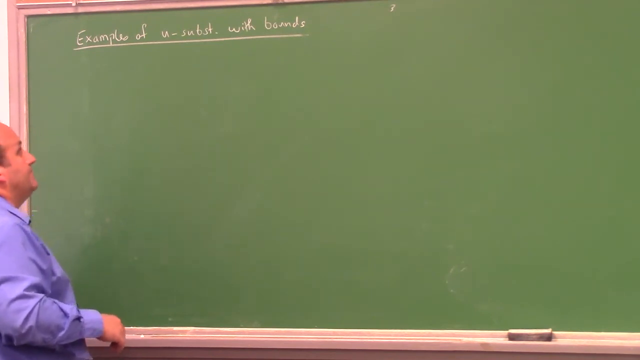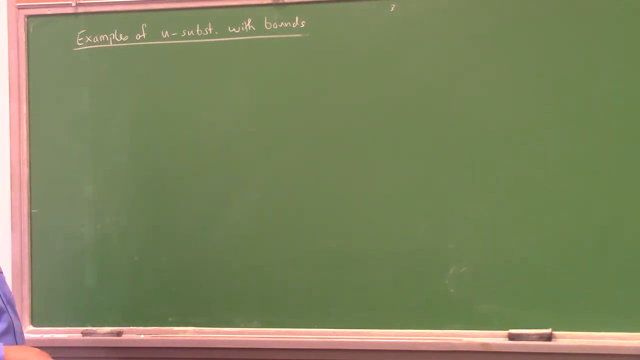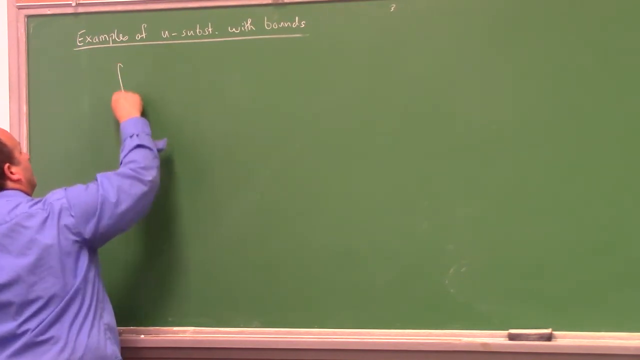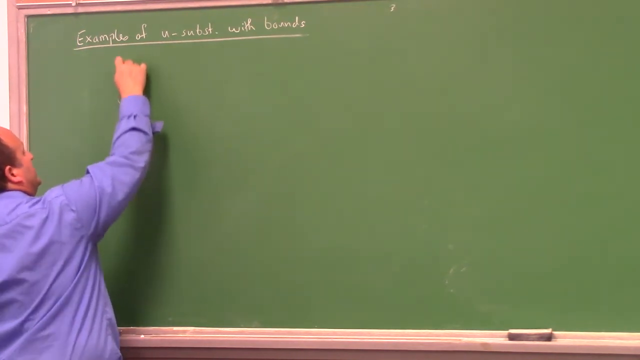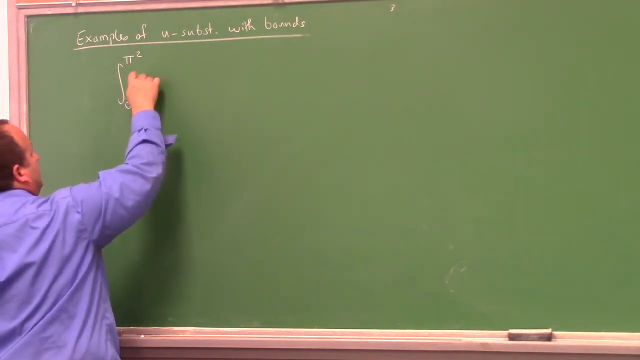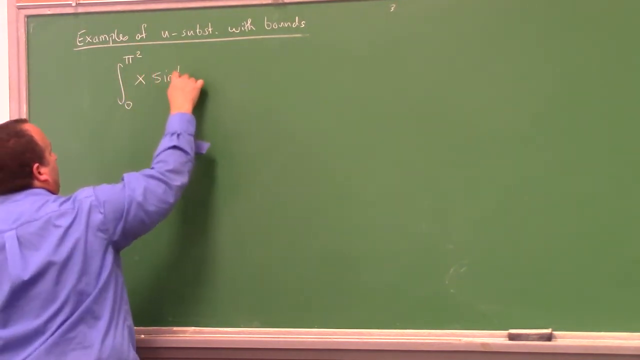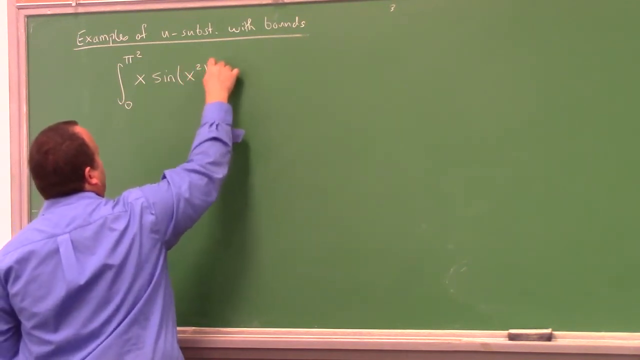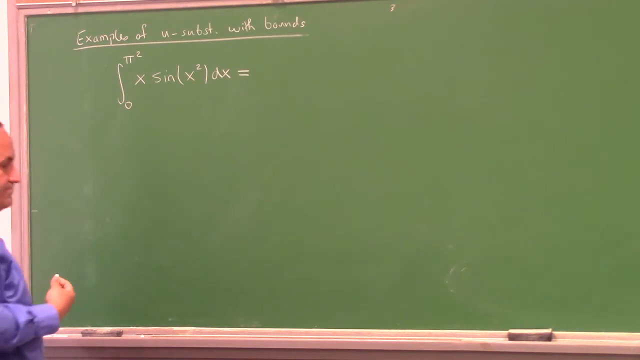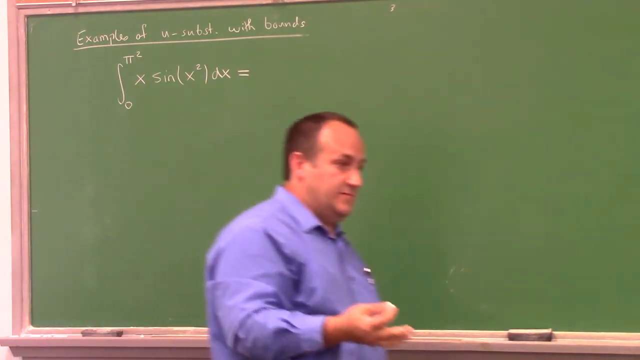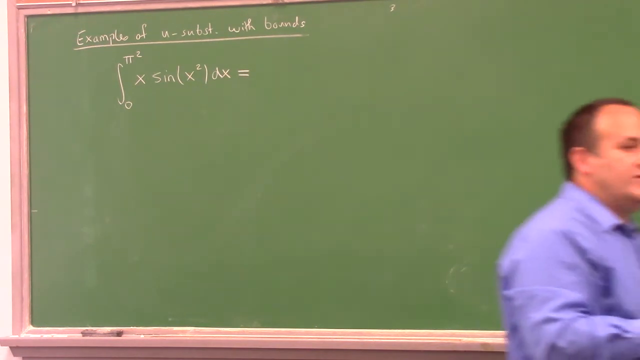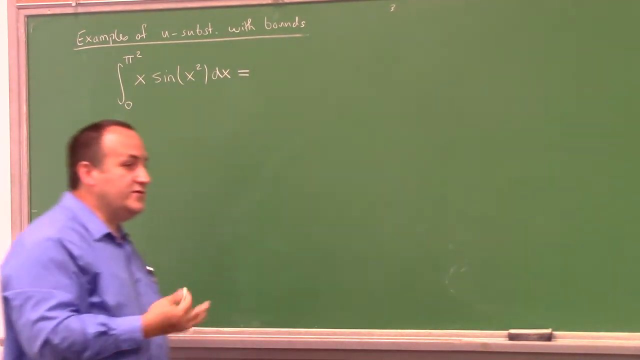Let's see here. So, an example of u-substitution with bounds. How about this? If we have the integral from 0 to pi squared of x sine of x squared dx. So this is a definite integral, right? And so as you face definite integrals that involve u-substitution, you really have 2 choices.